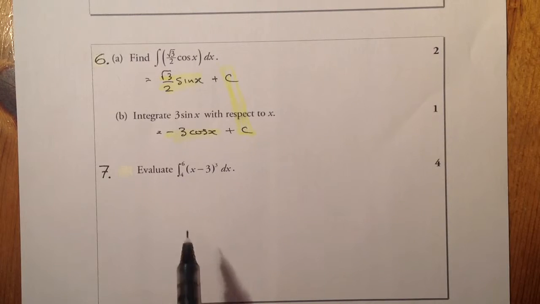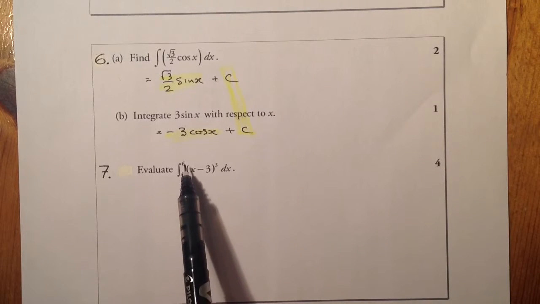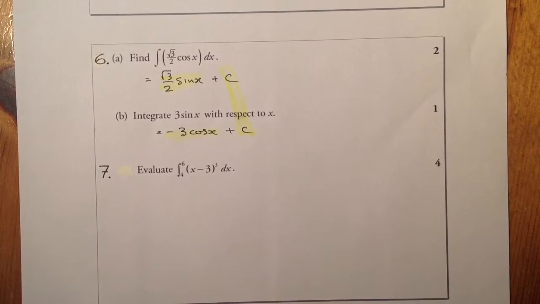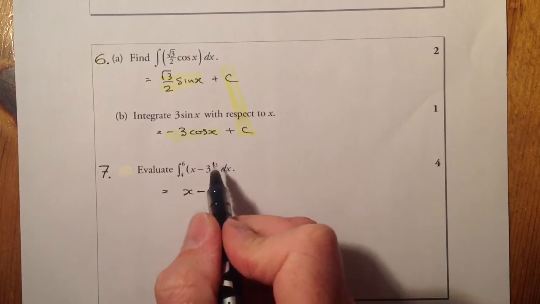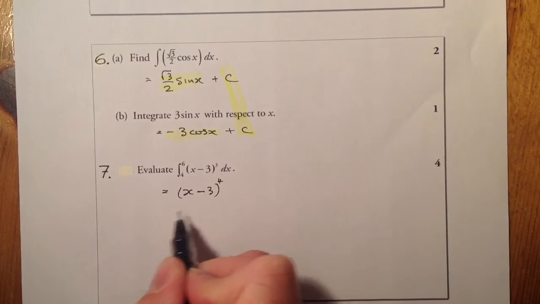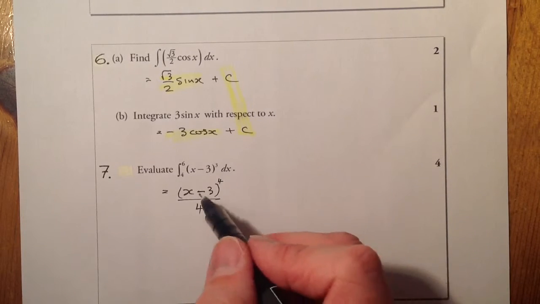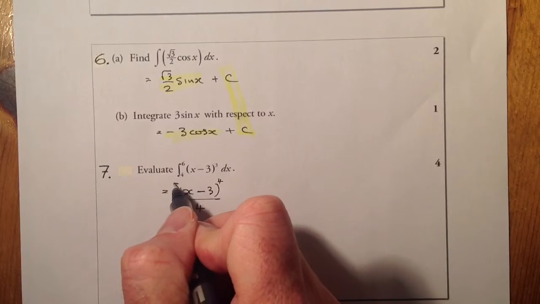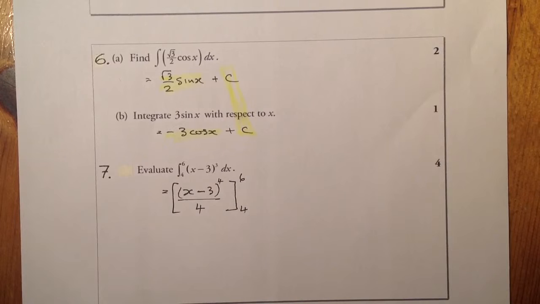The final question that we've got, we're going to evaluate an integral. We've got the limits between 4 and 6, and this is the part that we're going to be integrating with respect to x. Remember, what we're going to do first of all is raise the power up to 4, and I'll divide by 4 on that one. From there we're going to have some limits on it, so the limits we've got are 6 and 4.